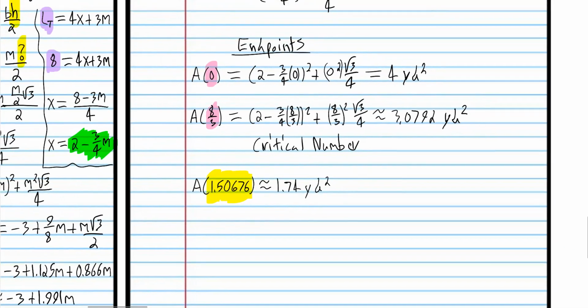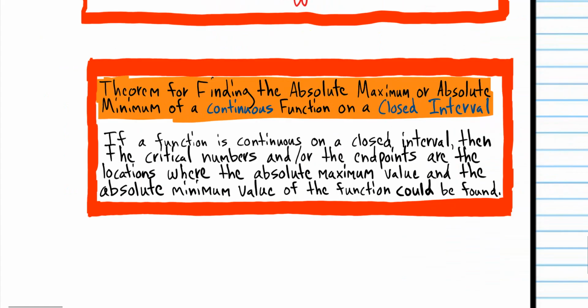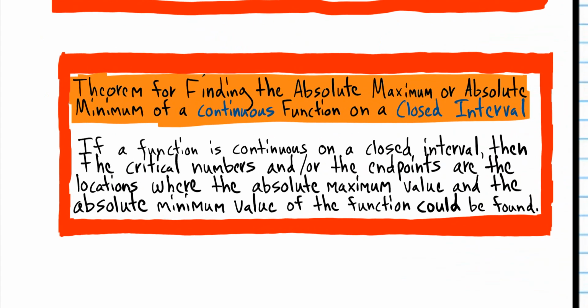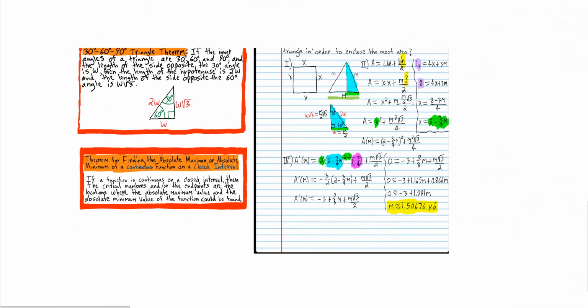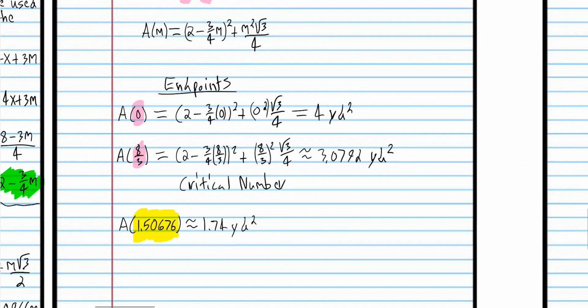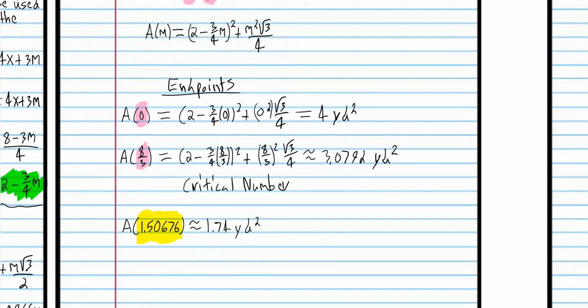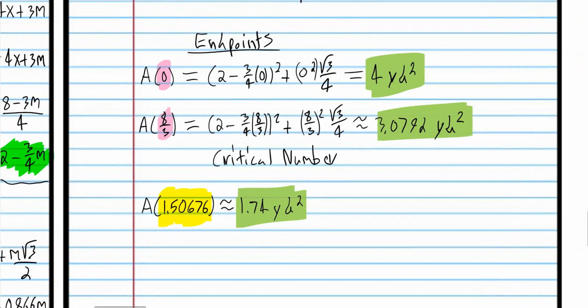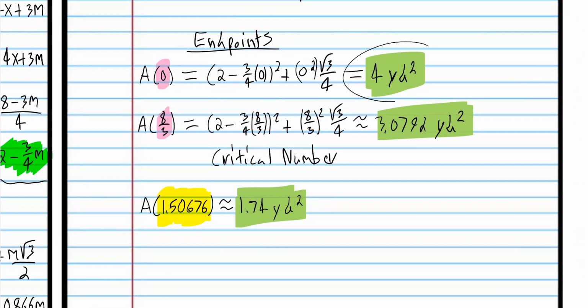Okay, so again, using this theorem over here, if you have a continuous function on a closed interval, the absolute maximum and the absolute minimum are going to be found at either the critical numbers, which is the yellow number, or the endpoints, which is the pink numbers. So all you have to do is look at these 3 numbers and ask which one is the biggest one. We're trying to maximize the area. So in this case, this is something unusual. This didn't happen before. The maximum value actually occurs at an endpoint.